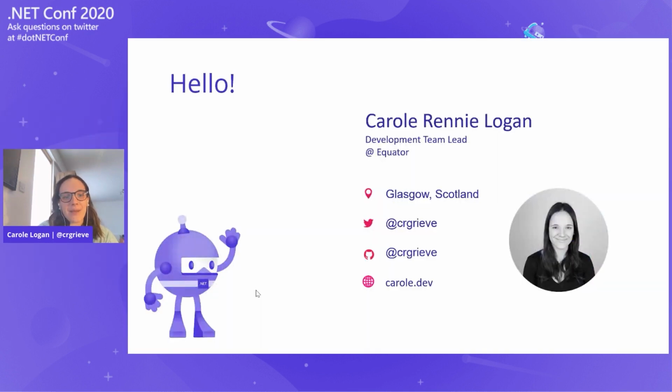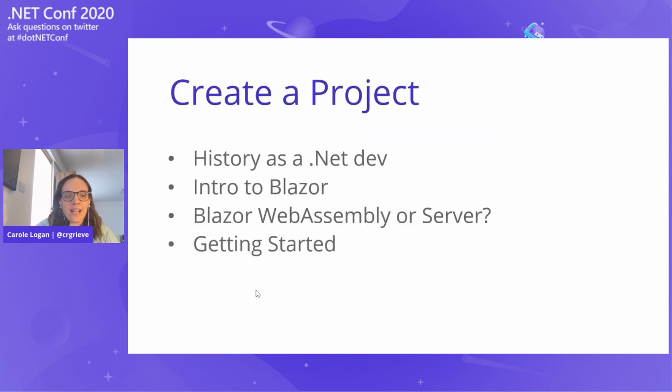I'm Carol. I'm a development team lead and a .NET developer at Equator, and I'm in Glasgow, in Scotland, in case you can't tell from the accent. You can find me on Twitter or on GitHub or on my own blog there. What we're going to do is go through how we can create a project using Blazor. So we're going to go through history as a .NET developer, how maybe our stack's changed over the last few years. We're going to go into an introduction to Blazor, and then the difference between Blazor WebAssembly and Blazor Server, and then we're actually going to get started on creating that project.